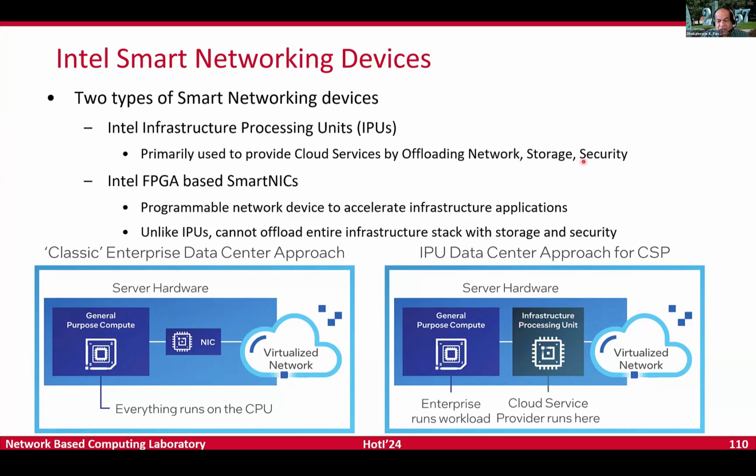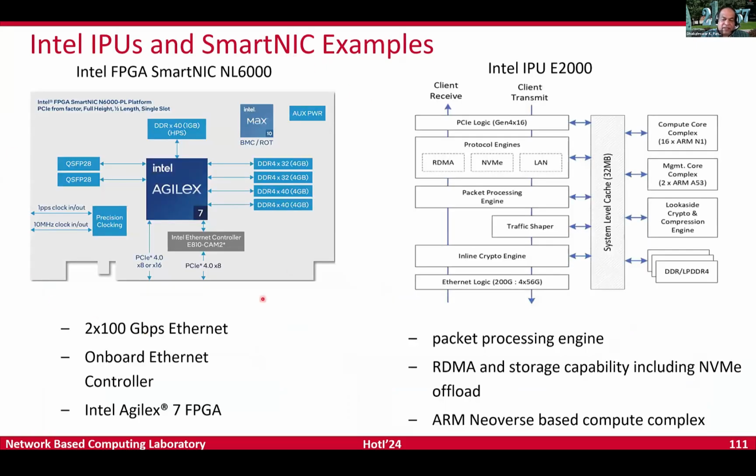So it gives some kind of high-level overview. If you go here, these are the Intel FPGA SmartNICs. They have 200 gigabits per second Ethernet. They have an onboard Ethernet controller and the Intel Agilex FPGAs. And this is the Intel IPU, which has packet processing engines, RDMA, storage capabilities. Also, they have a set of ARM cores. So all these architectures, whether it is AMD or NVIDIA or Intel, even Octeon, are going in a very similar direction. Each one has different features.